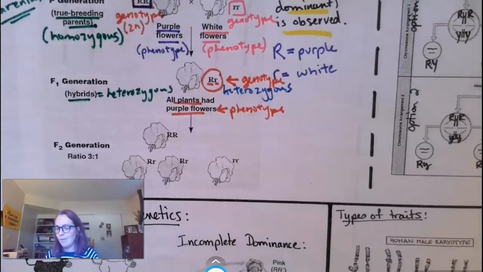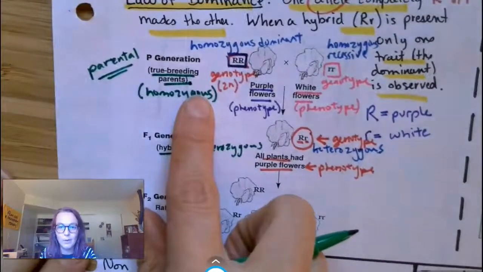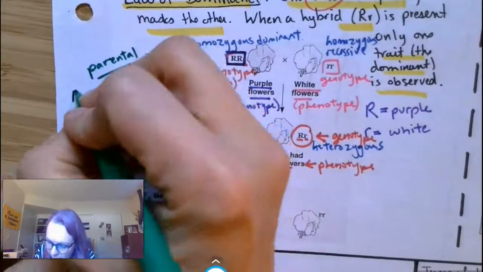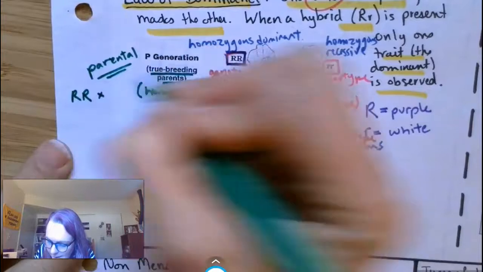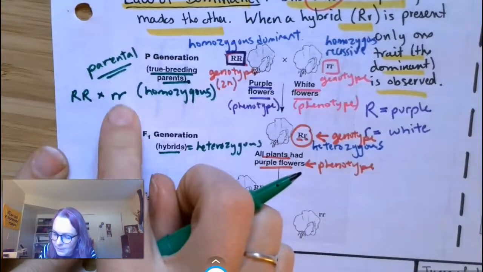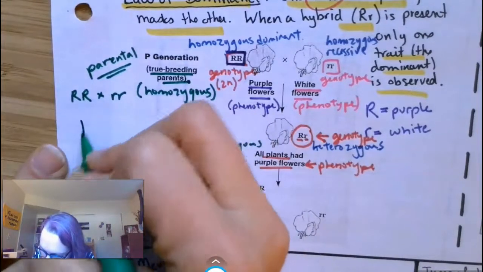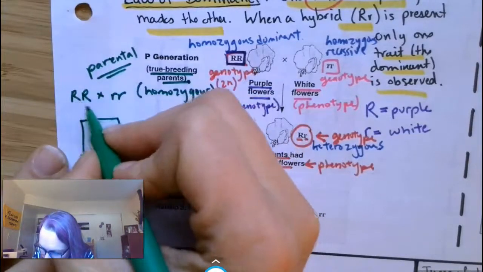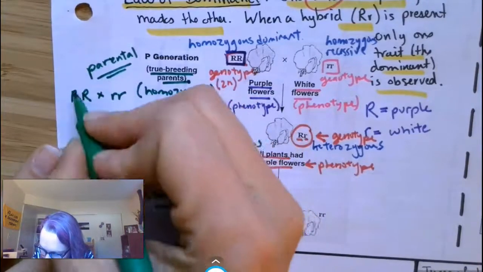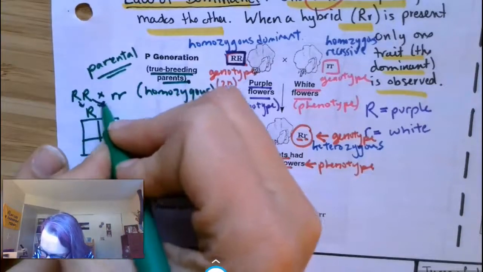Well, we look at probability here. If we look at the parents here, the P1s, one parent was big R with purple flowers, and the other parent was little r with white flowers. These are their genotypes, but when we make a Punnett square, we split up the genotypes. We turn them into gametes. So we put this big R here and this big R here.